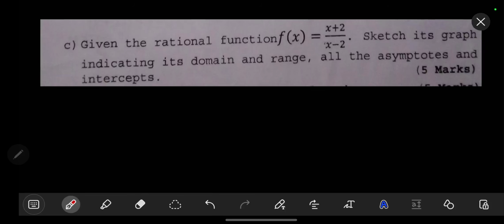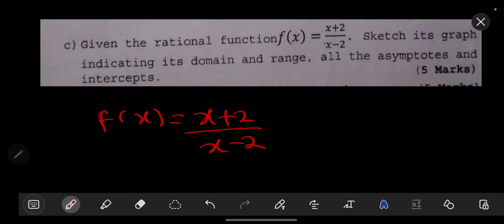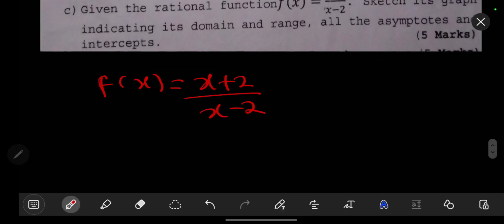So we are given the rational function f of x is equal to this. Sketch its graph indicating its domain and range and all the asymptotes and intercepts. So we have the f of x should be equal to, we have our x plus our 2 over our x minus 2. So we are required to sketch this graph. So remember how we sketch this graph. We are going to find the vertical asymptote.